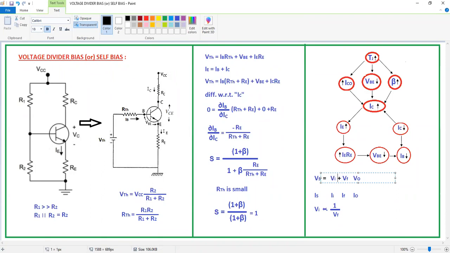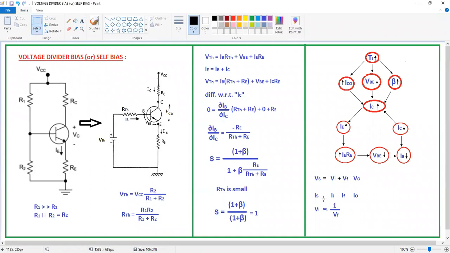If you want to determine this output, the output equation is nothing but this input plus feedback, otherwise the source signal. Why? Because I want to equate the source signal to the output signal. Whatever source signal we are giving, we want the same at the output. How are we going to get the output the same as the input? By connecting the feedback element. If you connect the feedback element, then you are going to get the source signal equal to the output signal. That means the source signal is given by input signal plus feedback signal.